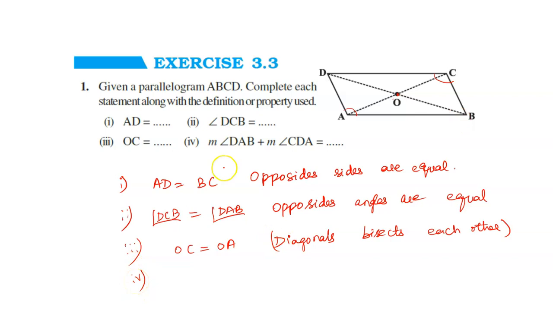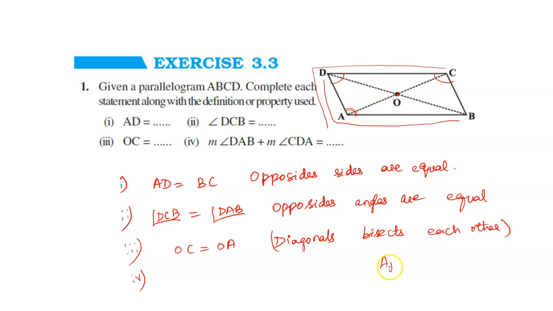So fourth problem. Angle DAB, that is the angle at A, they are asking, plus angle CDA. So this angle DAB, and then this angle CDA. These two angles they are adding. DAB means the angle at A, and CDA means the angle at D. So the sum of these two angles, these two angles are adjacent angles, right?